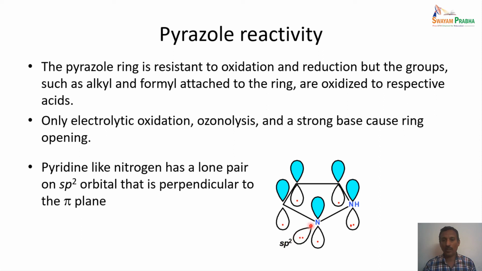This orbital is perpendicular to the pi plane. In other words, the lone pair of electrons on this nitrogen, which we call a pyridine-like nitrogen, is perpendicular to the pi system. Due to that, these 2 electrons are not involved in the pi bond formation, so this electron pair is available, and this nitrogen is basic because of the lone pair in the sp2 orbital, which is perpendicular to the pi plane.